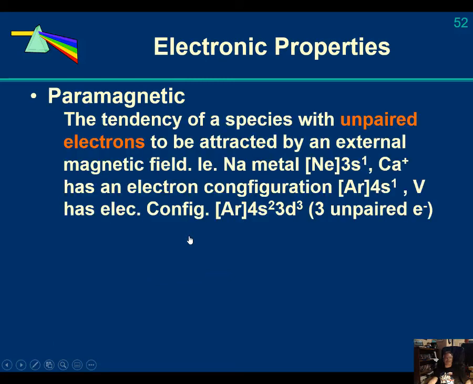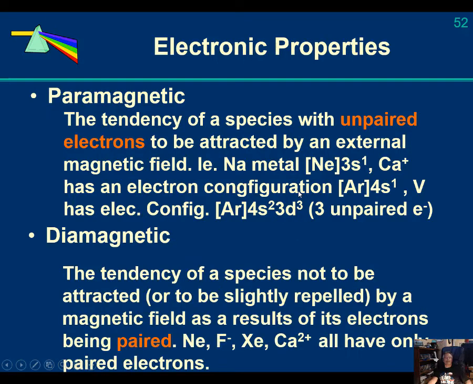Electronic properties. We've got paramagnetism, which is the tendency of species with unpaired electrons to be attracted by an external magnetic field. Sodium metal has an unpaired electron. Anytime you have an odd number, you have an unpaired electron. Calcium +1, if you had a +1 for calcium. Any odd number of electrons is a giveaway that you've got a paramagnetic substance. It's attracted to an externally applied magnetic field.